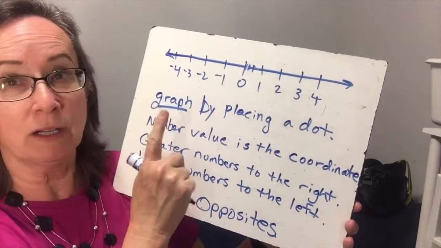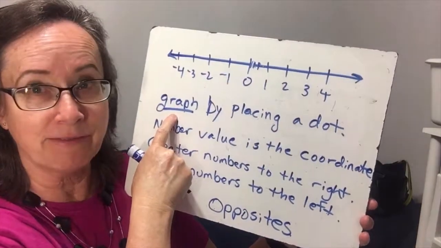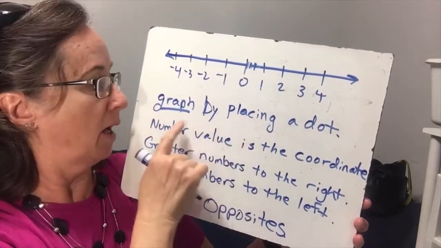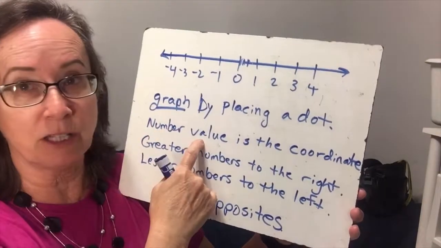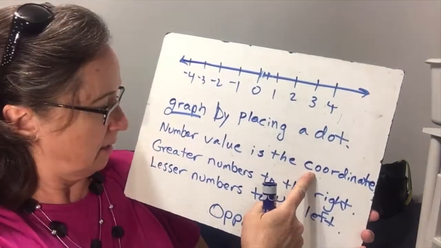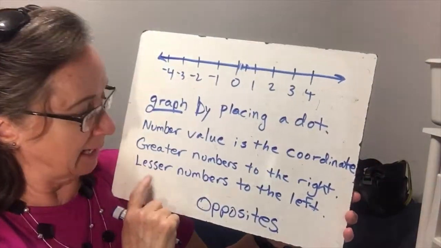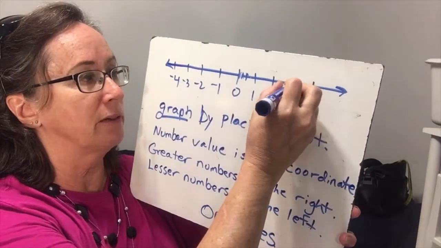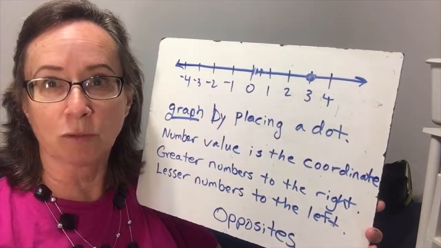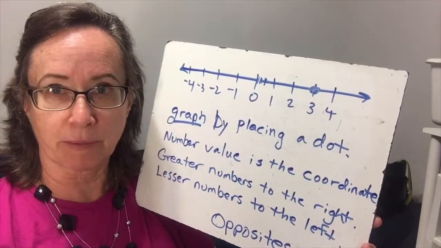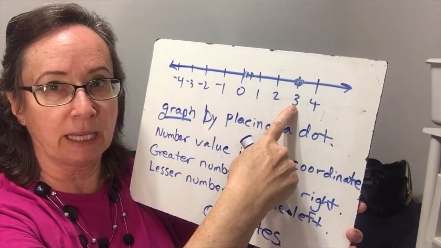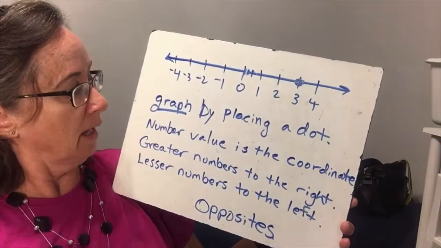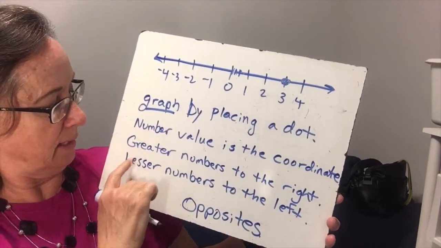So we're talking about our number line. We graph by placing a dot. When we're graphing a number, we place a dot, and then the number value of that dot is called the coordinate. Greater numbers are to the right and lesser numbers are to the left. If I said graph the number 3, we would put a dot on the numeral 3, standing for the number 3, but that 3 is the coordinate of that graph. So, graph and coordinate.